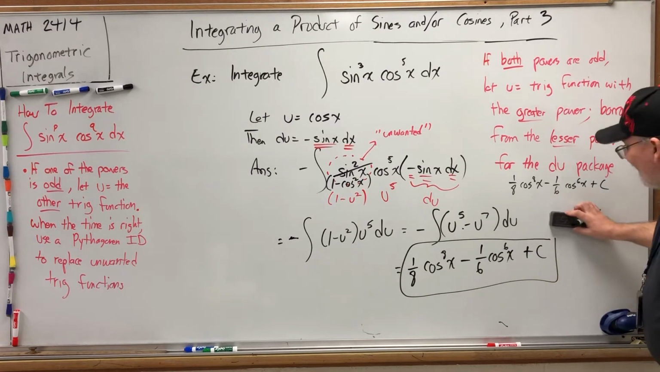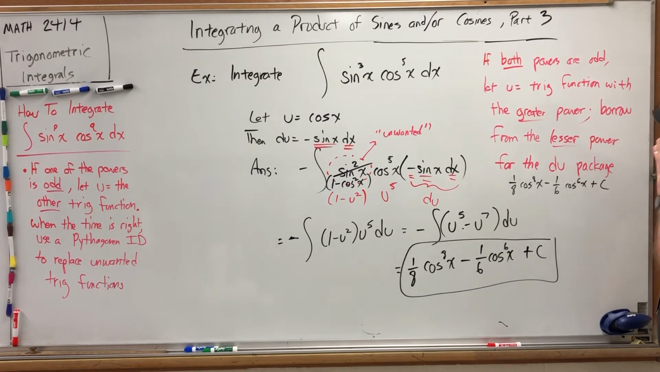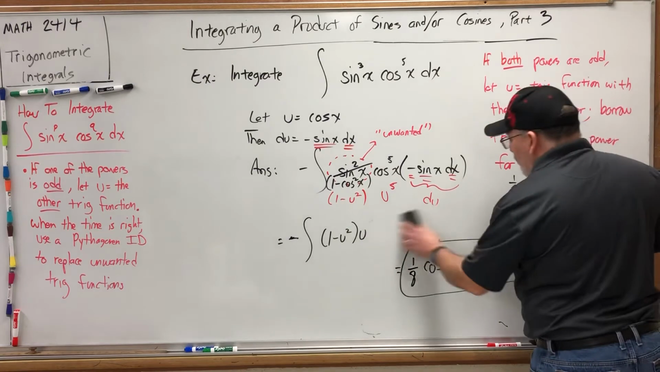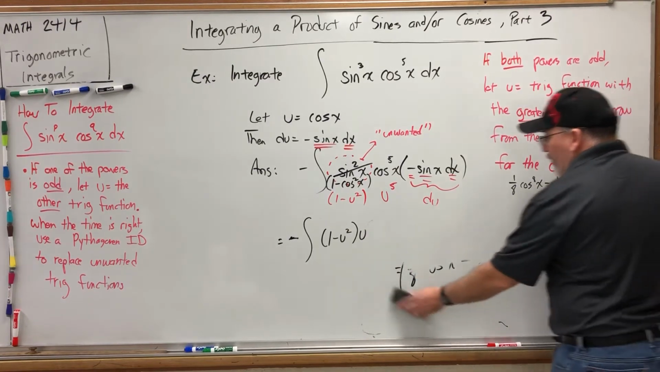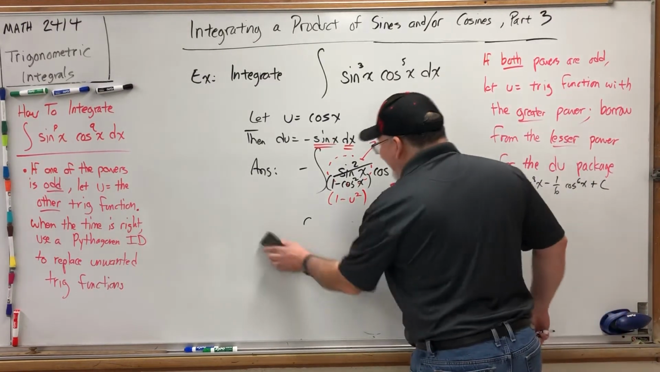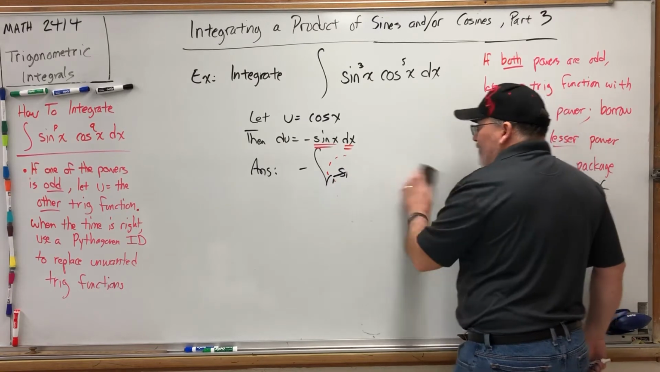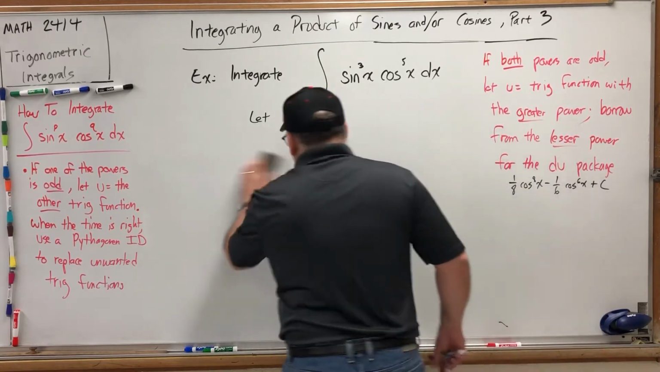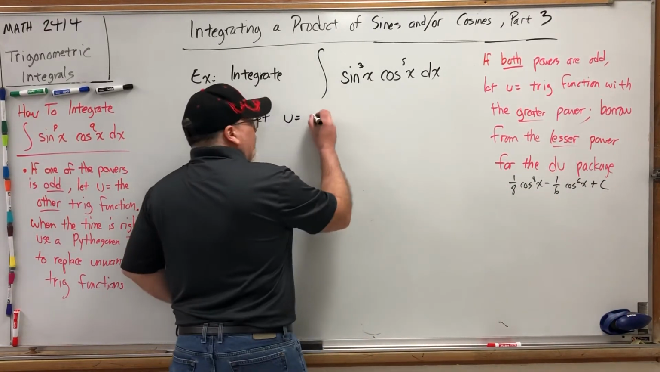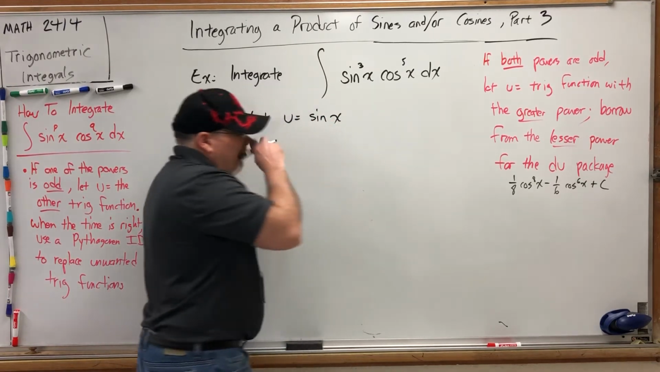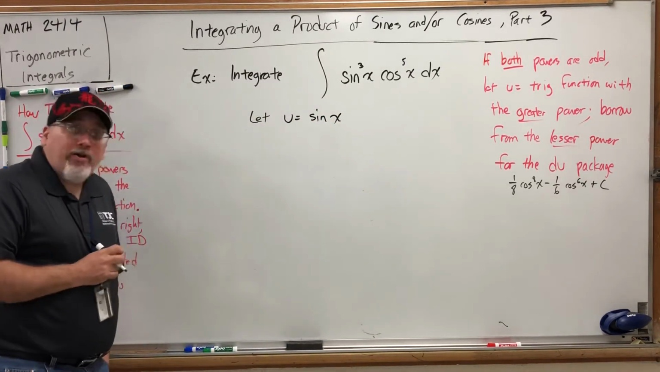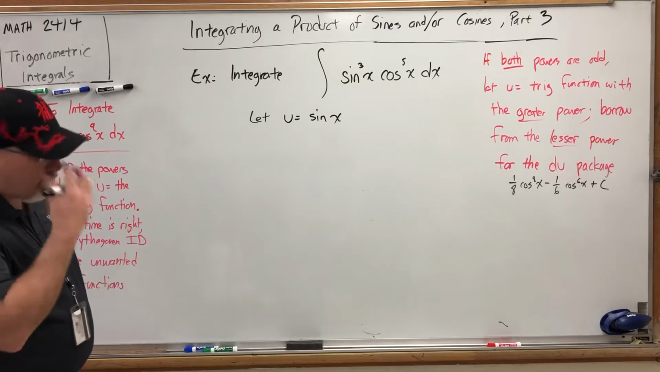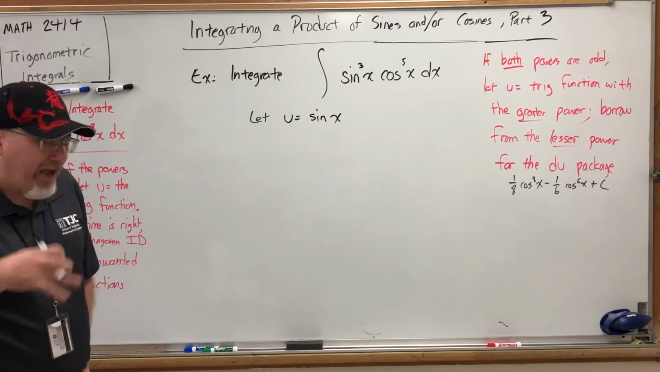But if both powers are odd, I would let u be the trig function with the higher power, because the other trig function will be your unwanted trig function, and it will be easier to use a Pythagorean identity to change it when the time is right. But what would have happened if we just said, we'll let u equal sine x? It won't be wrong, and we'll get another answer, but it will be a little more challenging to get there.